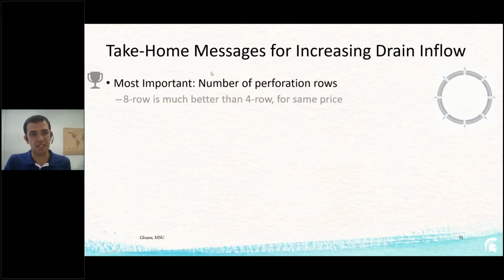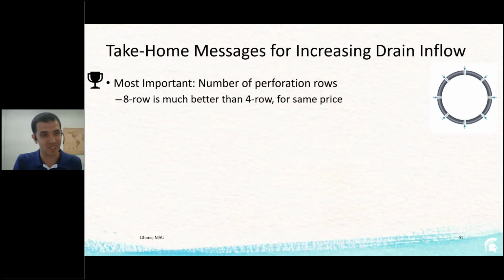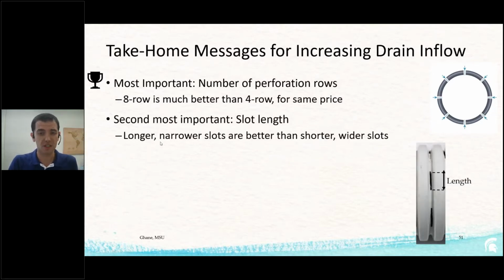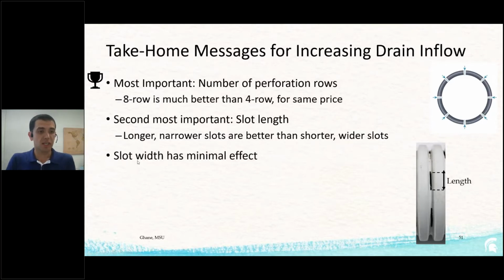So in that area, the take-home message is that the most important thing you want to look for is the 8-row. If you want to drain faster, you need to go with the 8-row, which is going to be much better than the 4-row for the same price. Imagine that. For the same price, you're going to drain faster with the 8-row than the 4-row. And the second most important one is the slot length. The longer, narrower slots are going to be better than shorter, wider slots. And then the slot width is not going to be important. That's not going to do much for you.